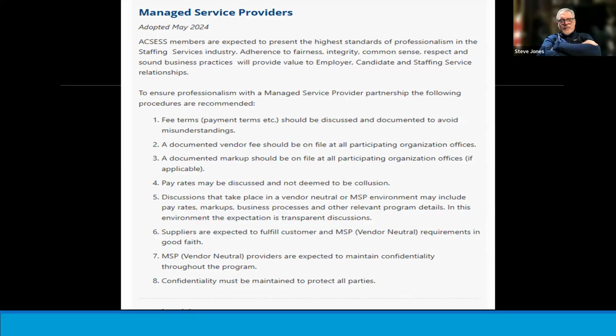Number 7, MSP vendor neutral providers are expected to maintain confidentiality throughout the process. So in a vendor neutral environment, somebody knows and has access to the information: when the orders went out, who the orders got filled by, what the names of the temps and the contractors are, what the bill rates are. So if there's an MSP, a master service provider, who has access to all that information, they need to keep that confidential and not provide it to the other vendors inside the system. Confidentiality must be maintained, protect all parties.